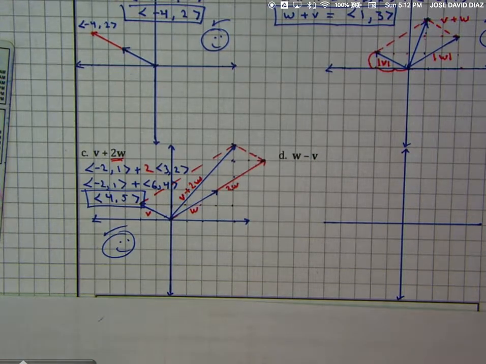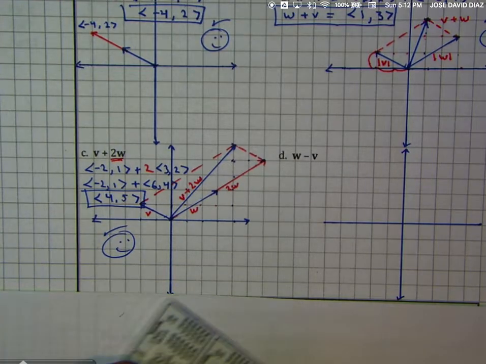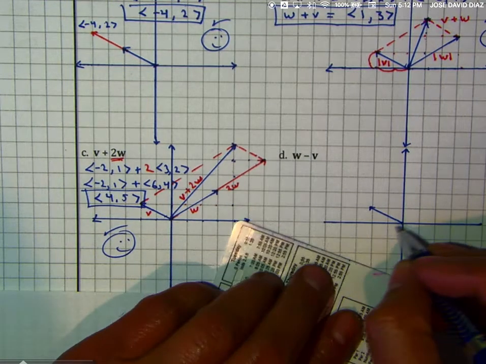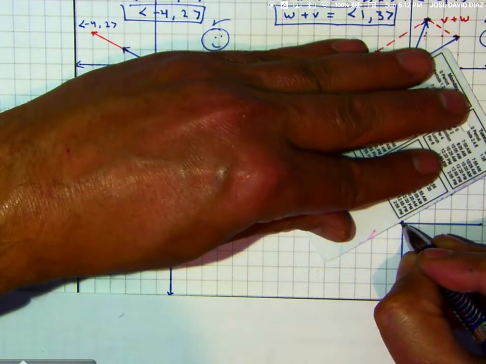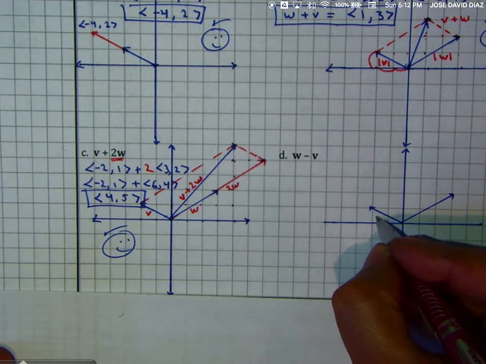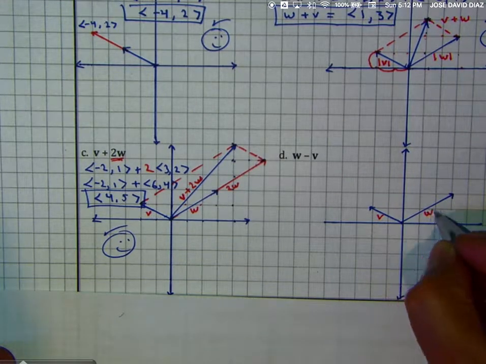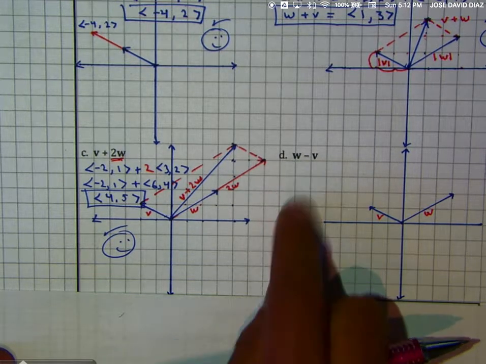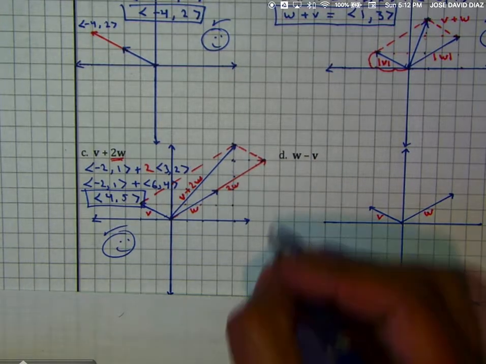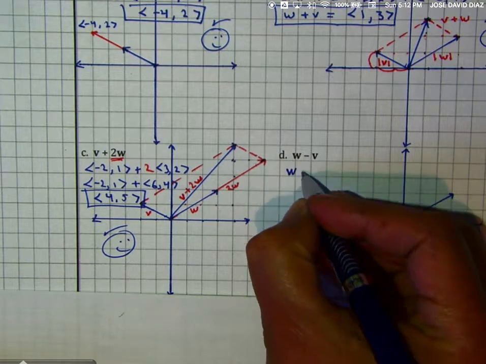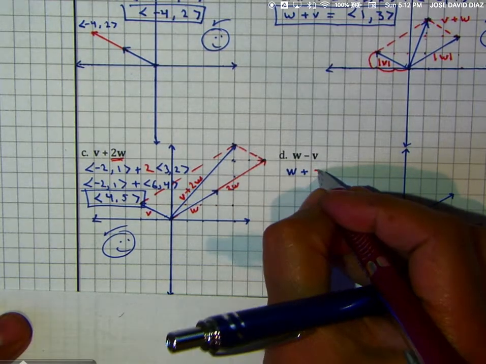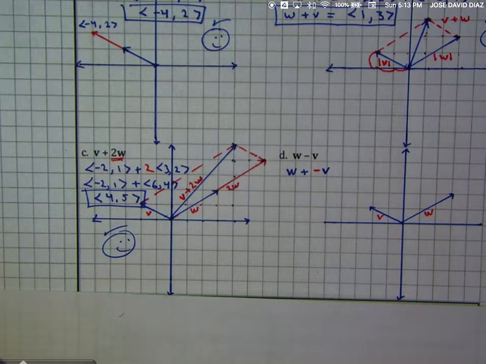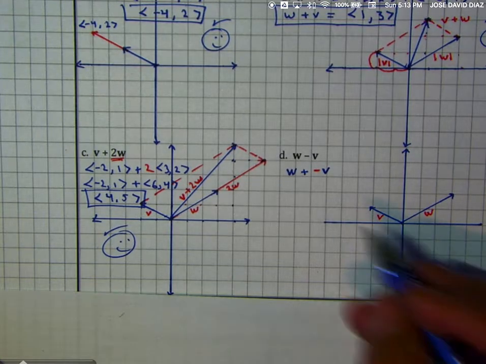So let's try the next one. Let's go and draw vectors V, which is negative 2 and 1, and W, which is 3 and 2. This is V, and this is W. So therefore, whenever we have a subtraction, we're going to rewrite it as an addition. So we are going to do vector W plus negative V. Something that we've done back from when you guys learned to add numbers. So you guys agreed that both of them are the same.